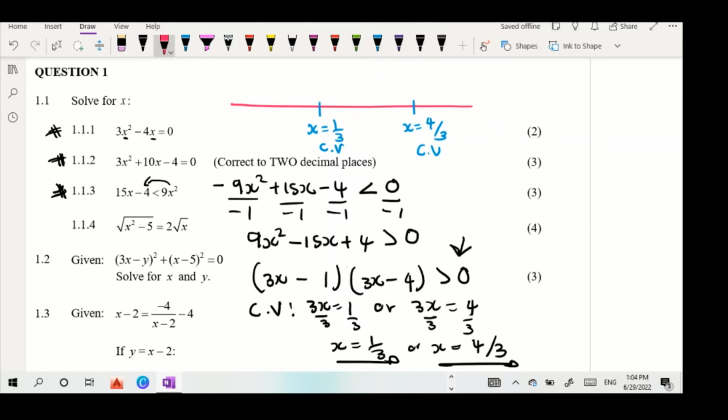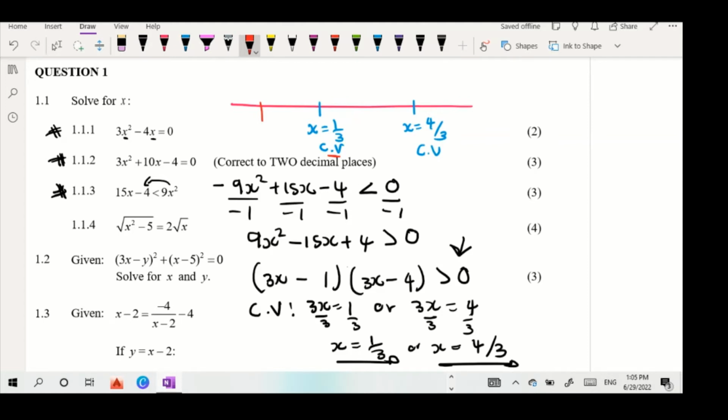So for us to write the solutions of x, we need to go to this number line and test our number line. So what we can do is this. We're going to test values that are less than 1 over 3, this critical value here, which you can just say because 1 over 3 is 0.3333.